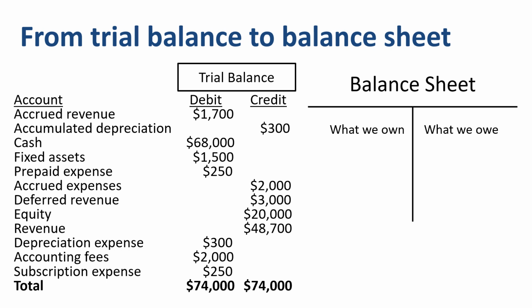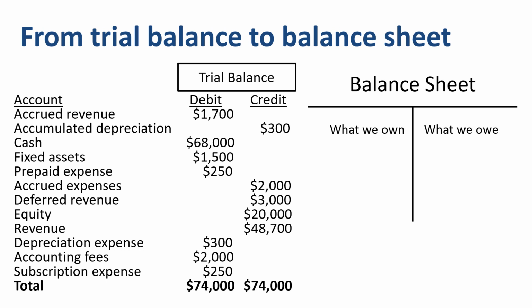What we own, assets, on the left. What we owe, liabilities and equity, on the right. Only the asset, liability and equity accounts from the trial balance go directly onto the balance sheet. Assets tend to be listed from most liquid to least liquid.